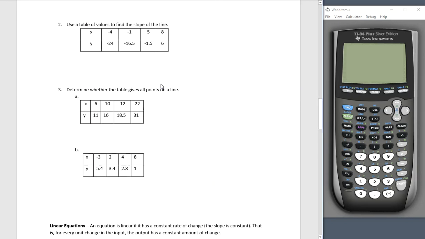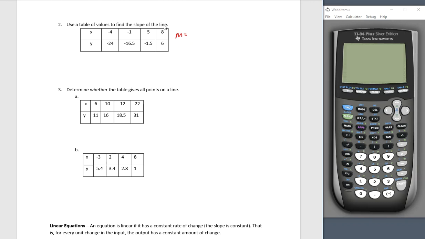But it's not just with graphs. We could actually use tables to find the slopes of a line as well. In order to find the slope of a line, we're going to subtract. And in order to subtract, I want to make sure this is definitely going to be linear.